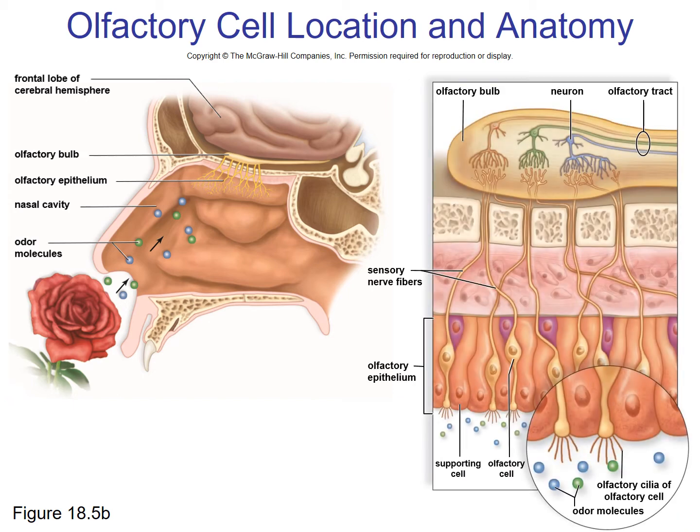What happens here is that if you look at the very bottom, you see that there are olfactory cilia of the olfactory cells. These odor molecules actually literally bind to the olfactory cells. Once they have bound to those cells, they'll send nerve impulses up the sensory nerve fibers to what's called the olfactory bulb, and the olfactory bulb will then lead to the olfactory tract, which leads to the appropriate portion of the cerebrum.